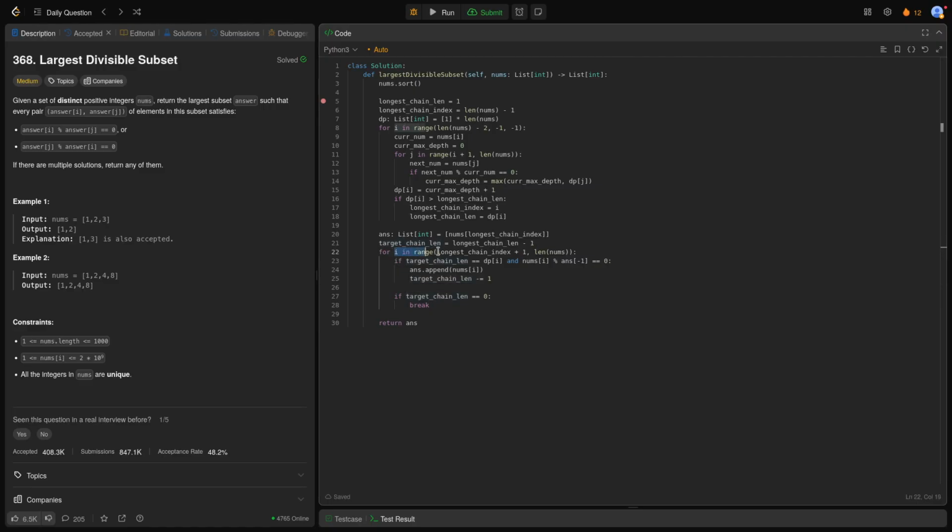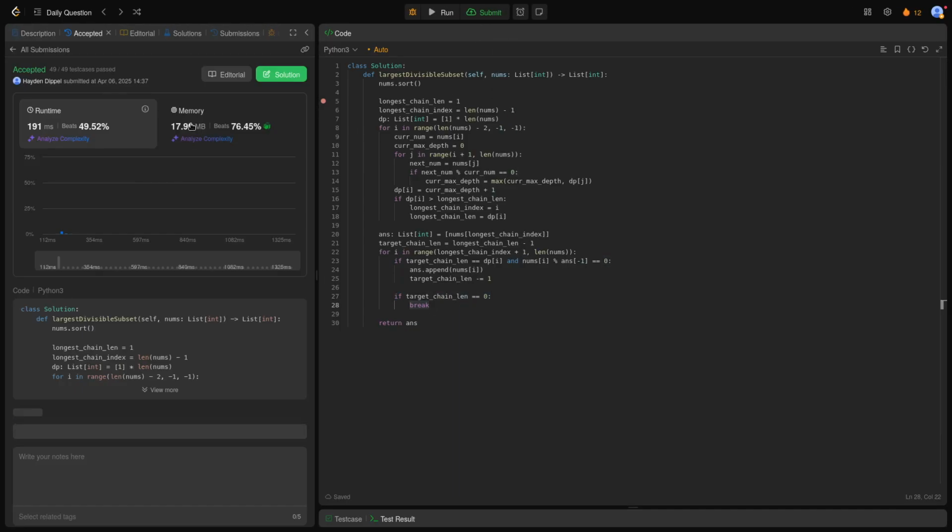And then for i in range, and then we're looking at the next index because that index is already inside, into length of nums. If the target chain length is the chain length, and our nums element divides the answer, or is divisible by the answer element that's previously in our array, we're going to add the new nums element and decrease the chain. And then if it gets to a 0, we break and we return ans. And if we submit, this goes through.